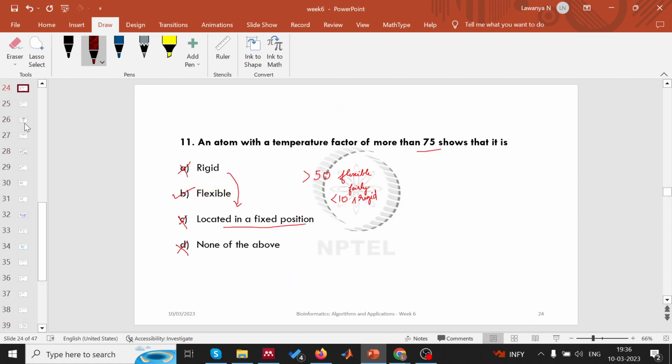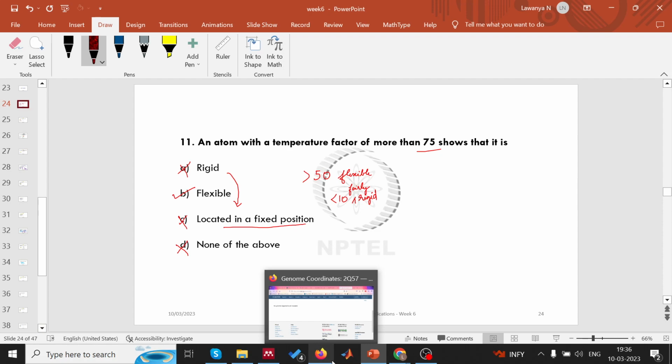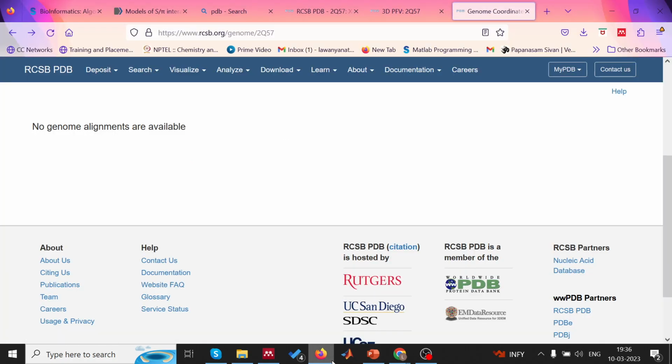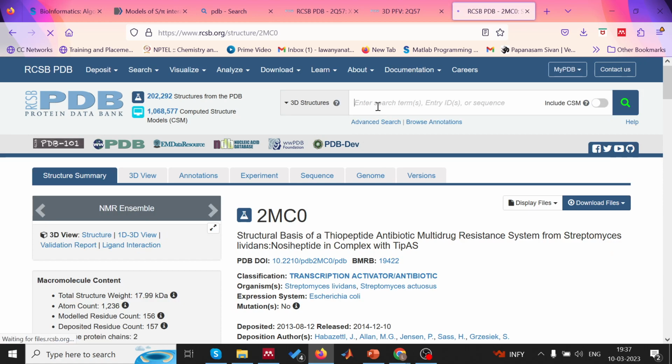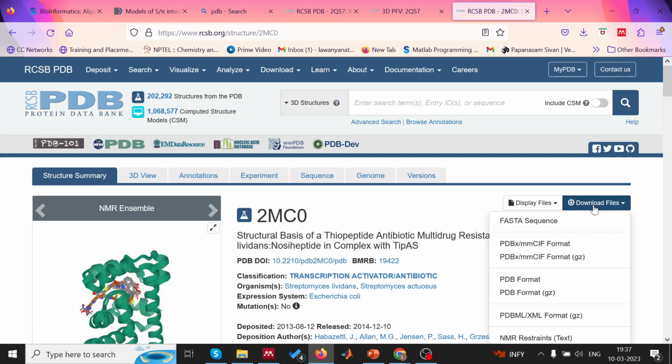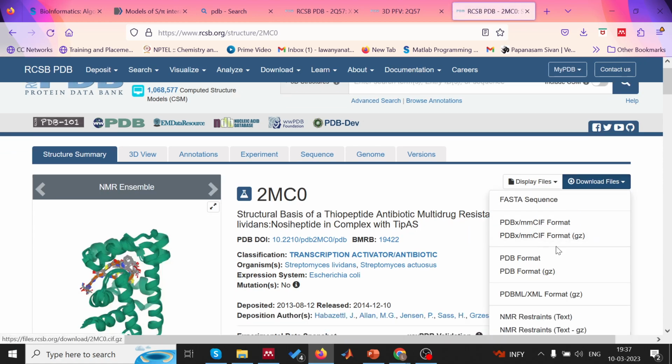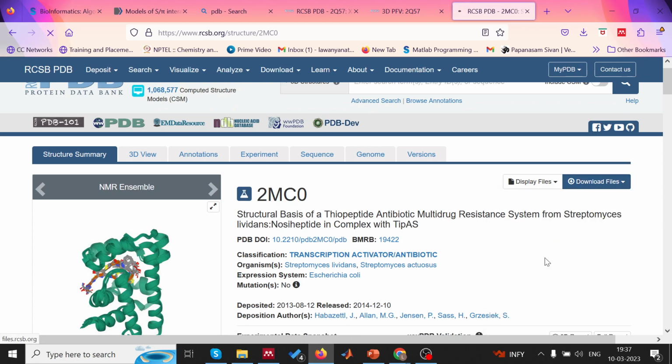Going back to 11 and 12. So, question 11 is an atom with a temperature factor of more than 75. So, in PDB, okay, in this download files, you get this PDB format.